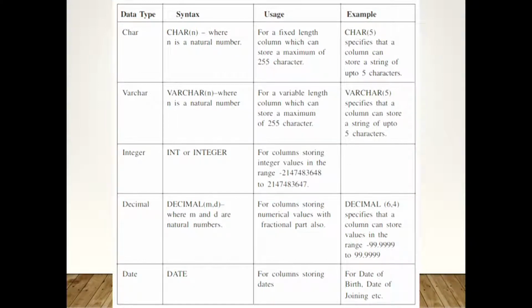The first is char. So when we specify the data type as char, then in circular brackets we specify a natural number n. So char n, where n is the natural number, which is how long the data type will be, and its usage will be up to 255 characters. Char 5 specifies that a column can store a string of up to 5 characters. Now we'll understand all the data types after a short break.